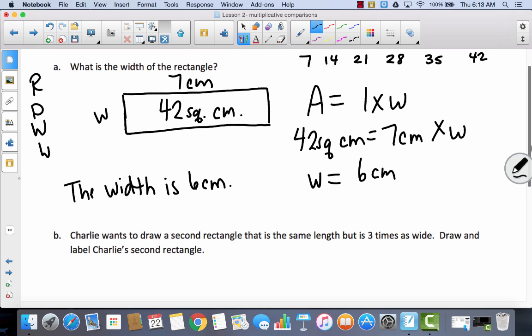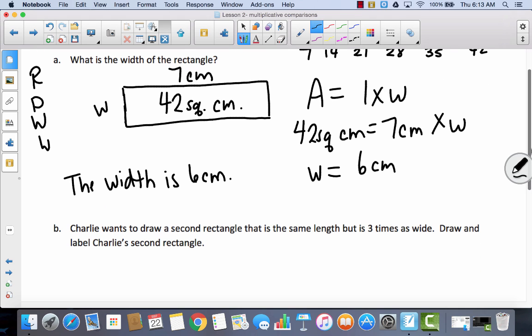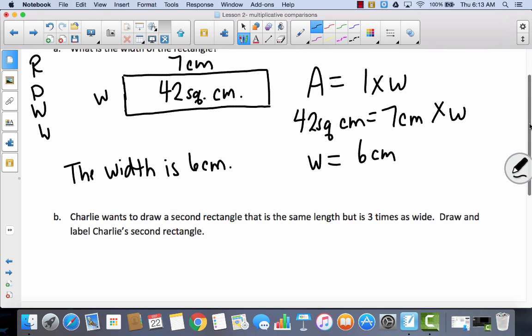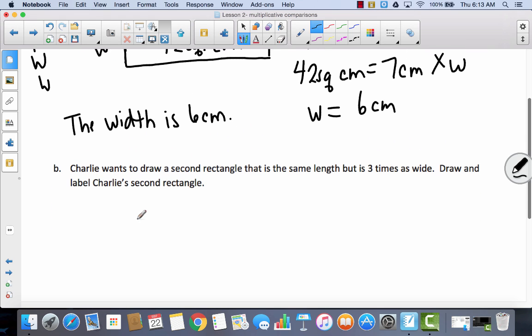Now it says Charlie wants to draw a second rectangle that's the same length, but is 3 times as wide. Draw and label Charlie's second rectangle. All right, so we've got another rectangle like Charlie's, okay? Now I'm going to draw this one a little bit smaller, and I know that this is the way that Charlie's rectangle looks up here. I'm going to do this a little bit different just for space more than anything. So this is not an accurate drawing, okay?